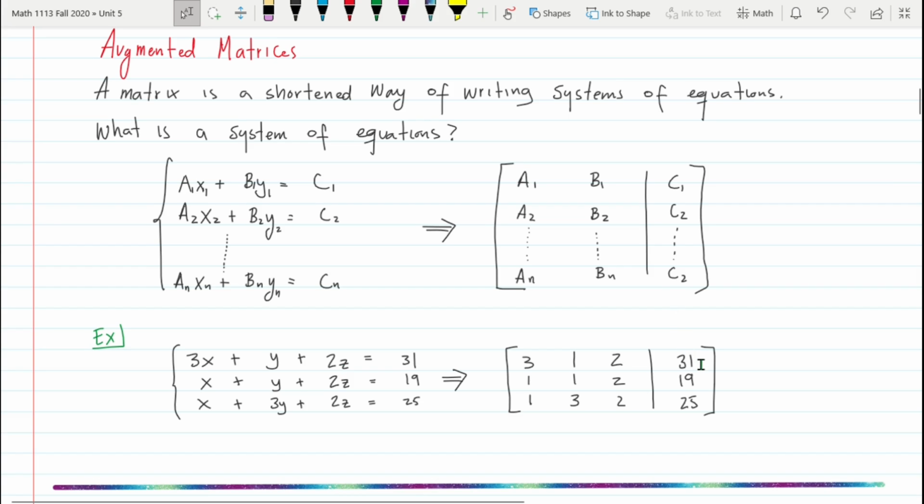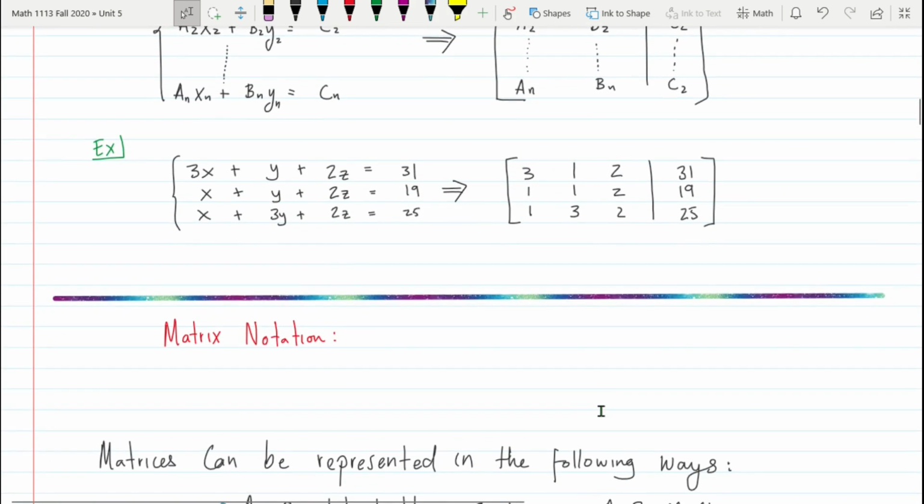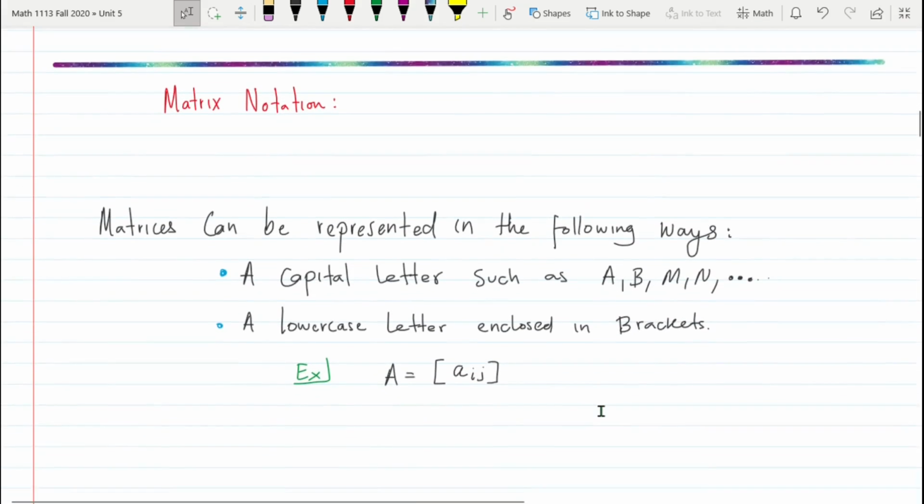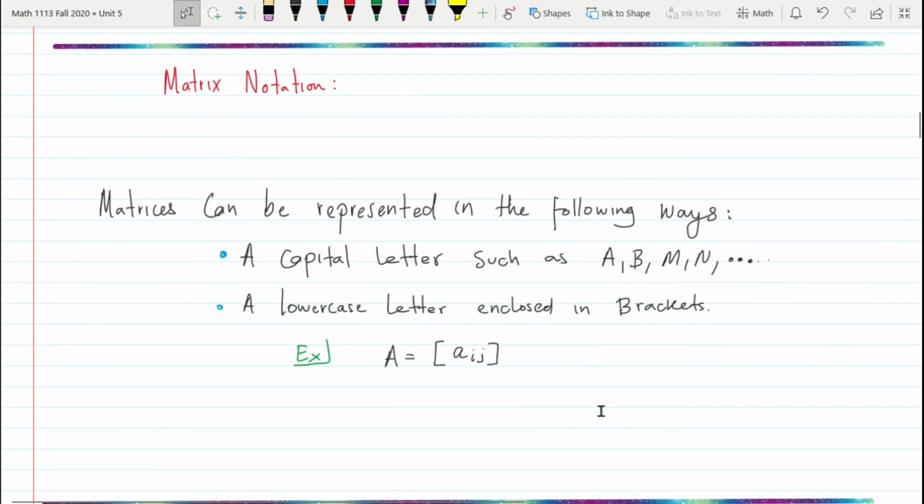So the full purpose of this is to do other operations within the matrix to be able to get the values of z, y, and x if they exist. We're not going to get too much in depth into that. So let's talk about matrix notation.